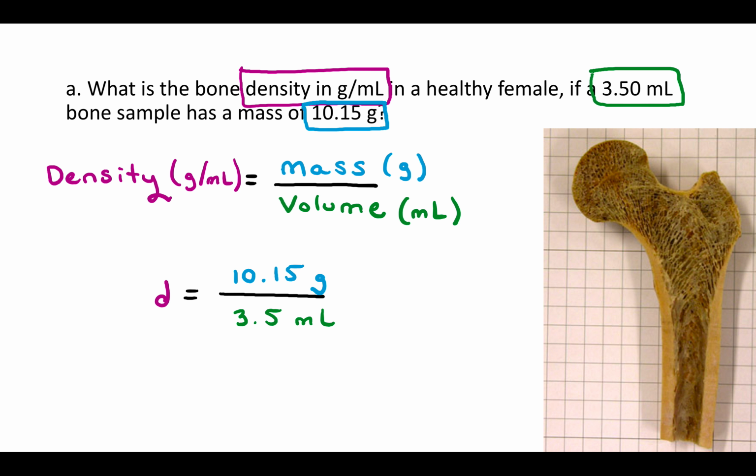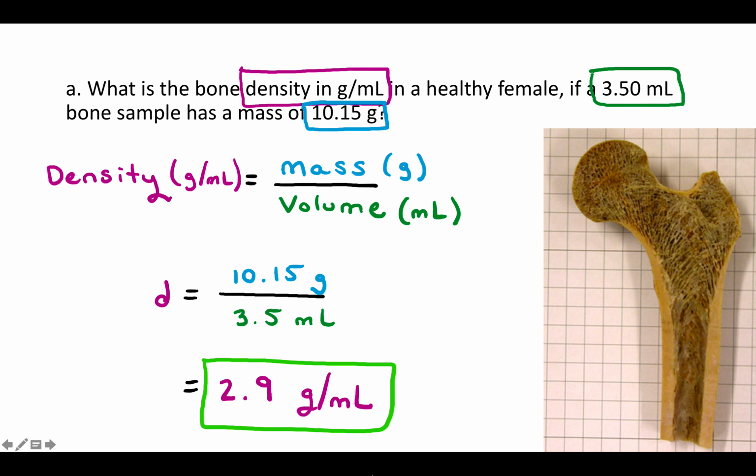10.15 divided by 3.5 gives me 2.9. And the units you're left with are grams per milliliter. Neither of the grams nor the milliliters canceled out, and so you're just left with grams per milliliter. And that's it. That would be the density for those bones.